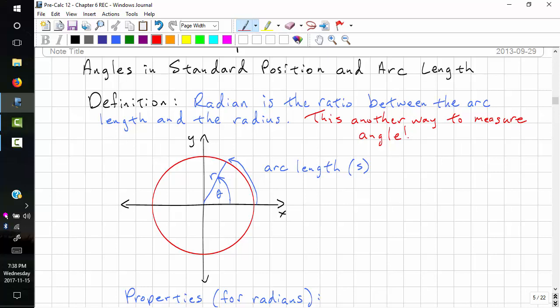Just like the unit circle is convenient, we like to think of the unit circle here as well, having r as 1. If we have r as 1, then the arc length is your measure of radian. We like to abbreviate arc length with the letter S. And how do we come up with the arc length? Well, the circumference is 2 pi r. If r is 1, and we take the circumference and divide it by the radius, we get 2 pi. So 2 pi is equivalent to 360 degrees.